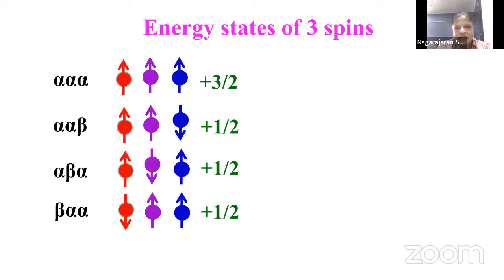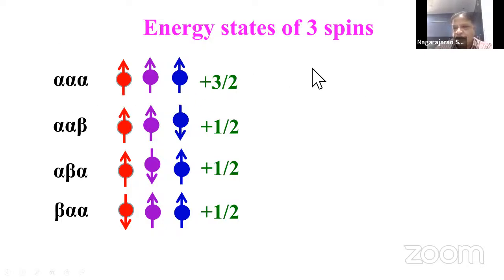Okay. Now, I will write down the energy states and transitions for 3 weakly coupled spins, A, M, and X. There are 3 possible orientations for alpha, alpha, alpha. All 3 spins can be up like this.